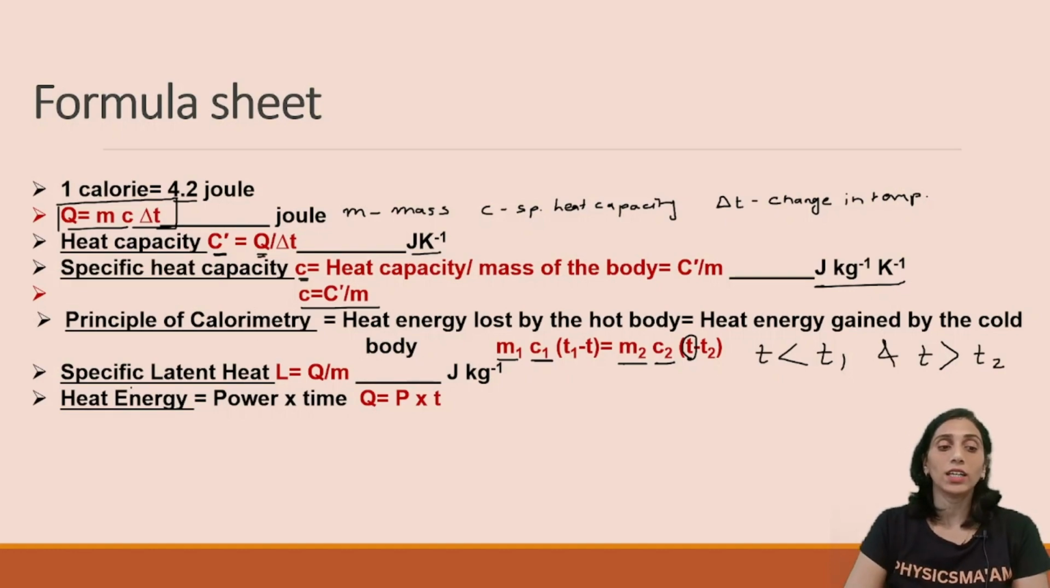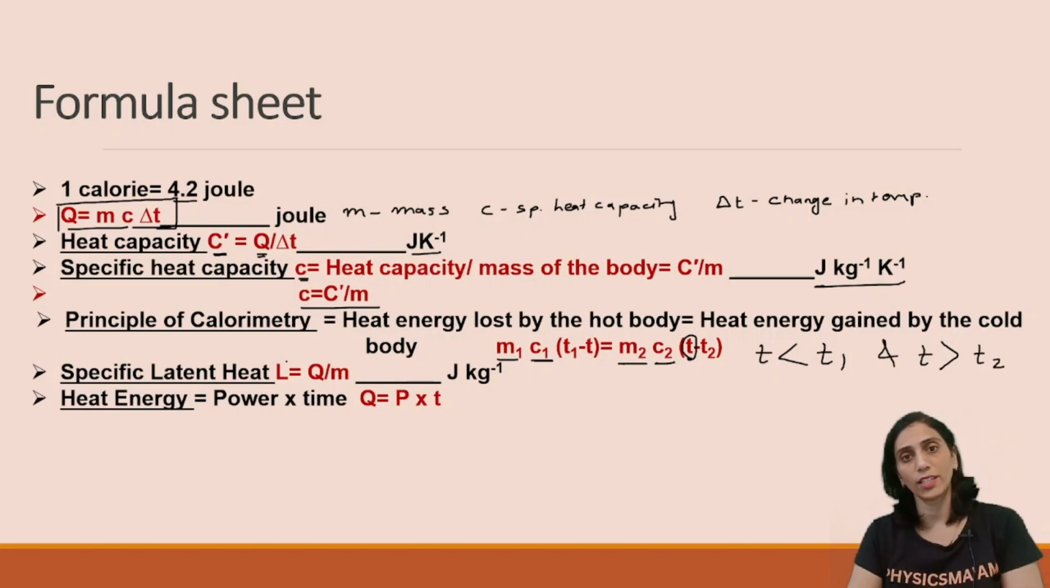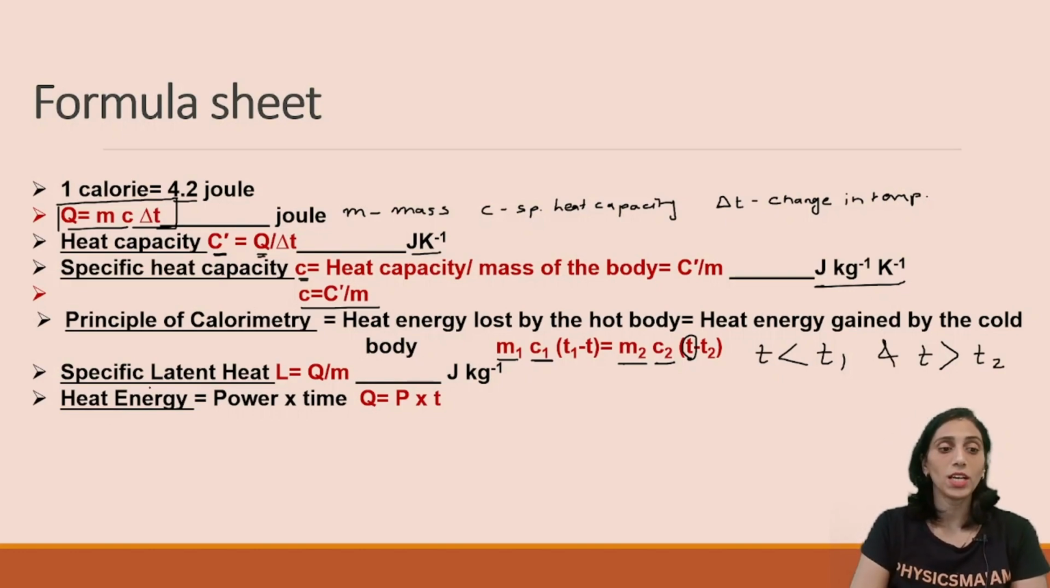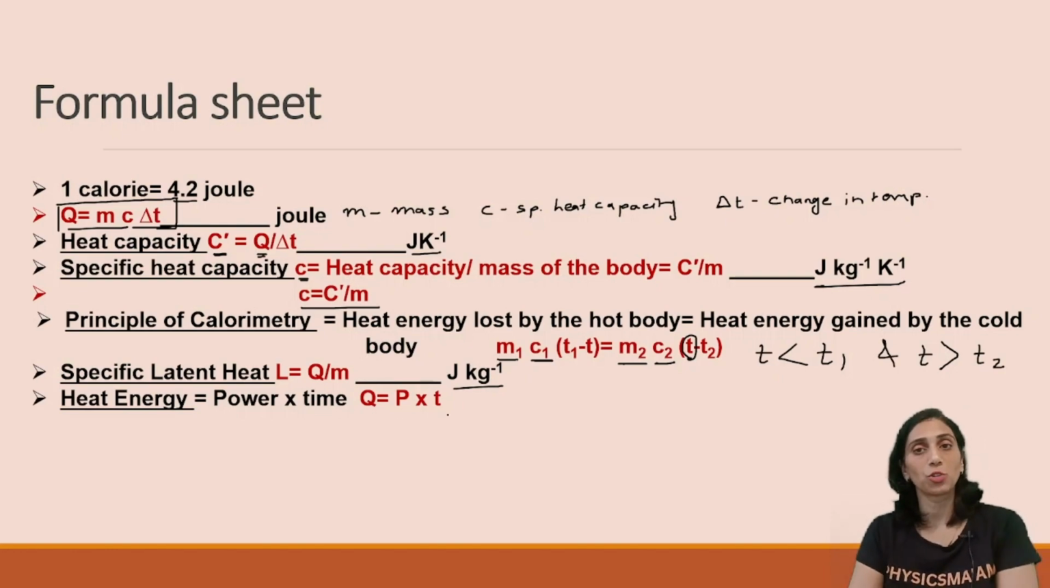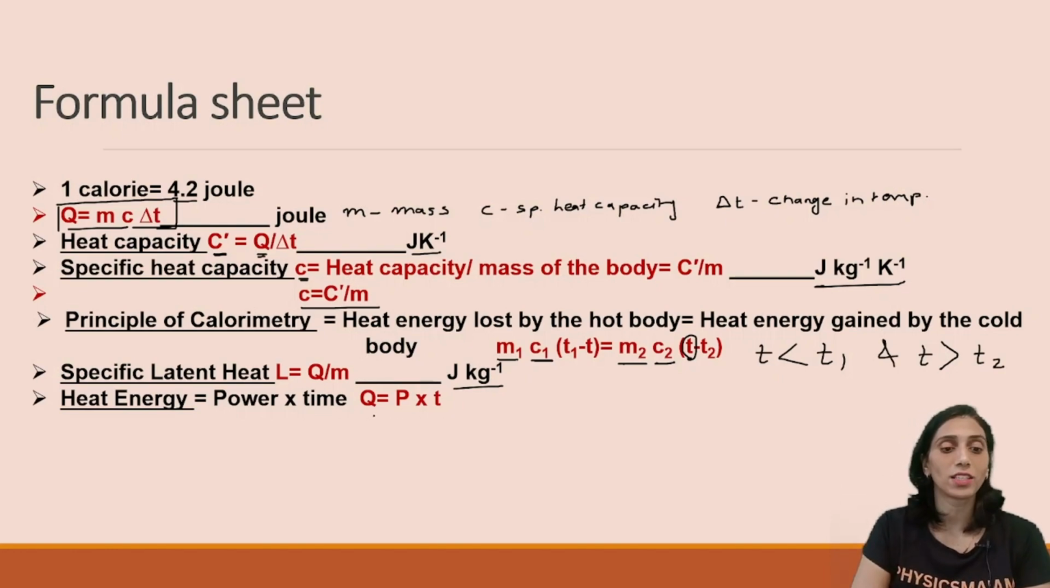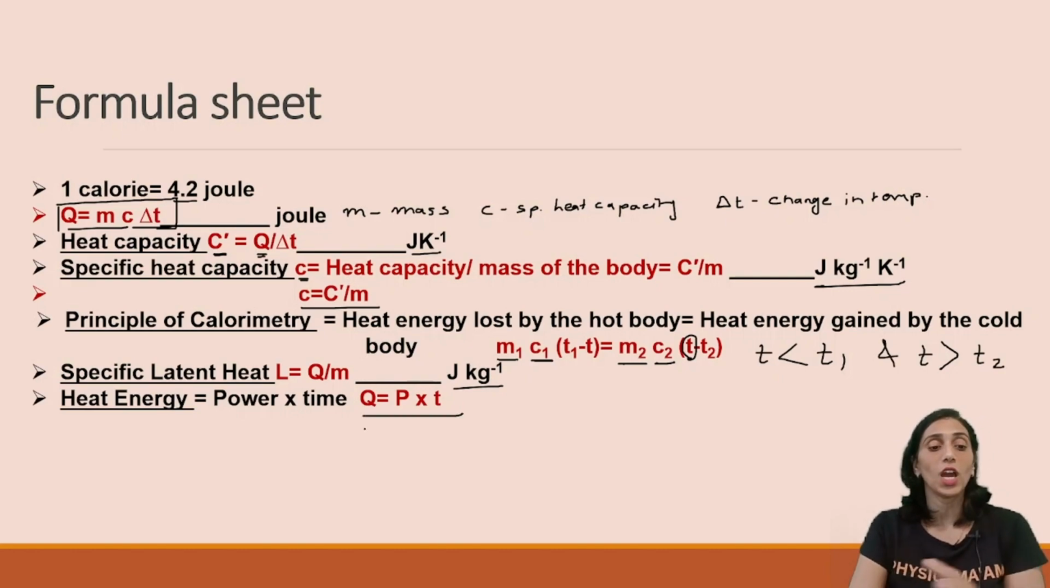Okay, now these two will be coming in the later part, or rather the B unit of the chapter. Specific latent heat, L is equal to Q by M. Q is again your heat energy and mass is M, measured in joule per kilogram. Then एक और formula है जो इसमें frequently use होता है, which is heat energy is equal to power into time. I'll show you with the numericals where it is used, right? So Q is equal to P into T. Q is your heat energy, P is your power, and T is the time interval. It is not temperature here. Remember, this is the time interval, right?